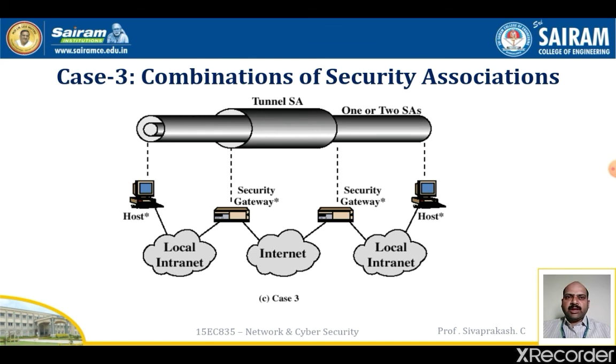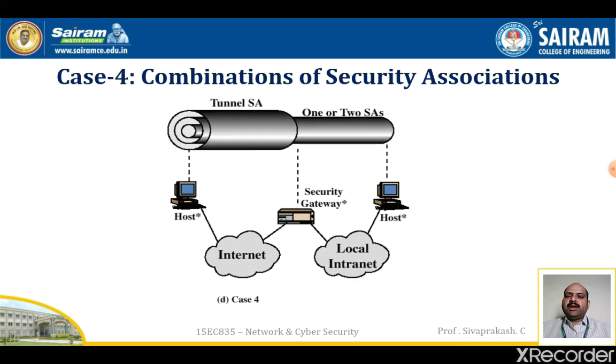The gateway-to-gateway tunnel provides either authentication, confidentiality, or both for all traffic between end systems. When the gateway-to-gateway tunnel is ESP, it also provides a limited form of traffic confidentiality. Individual hosts can implement any additional IP security services required for given applications or given users by means of end-to-end SAs. Let us see the last case, case 4, of the combination of security associations.